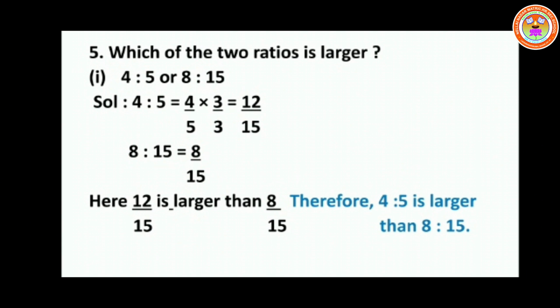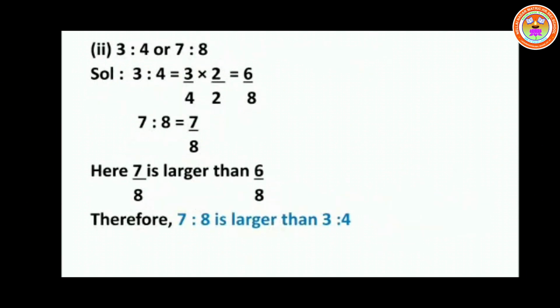Here you can observe both the things, children. Which one will be the larger part? 12/15 is the larger, because you have to compare the numerators. The denominator is the same. The numerators are 8 and 12. Among 8 and 12, the number 12 is the greatest number. So 12/15 is larger than 8/15. Therefore, 4:5 is larger than 8:15. Now let us move on to the second subdivision.